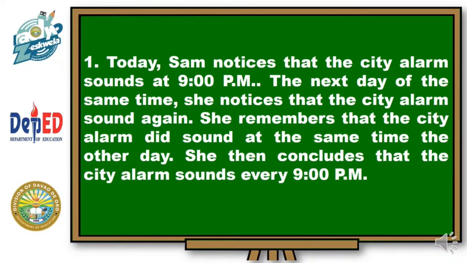For item number 1, today, Sam notices that the city alarm sounds at 9 p.m. The next day at the same time, she notices that the city alarm sounds again. She remembers that the city alarm did sound at the same time the other day. She then concludes that the city alarm sounds every 9 p.m. What type of reasoning is used in this situation?